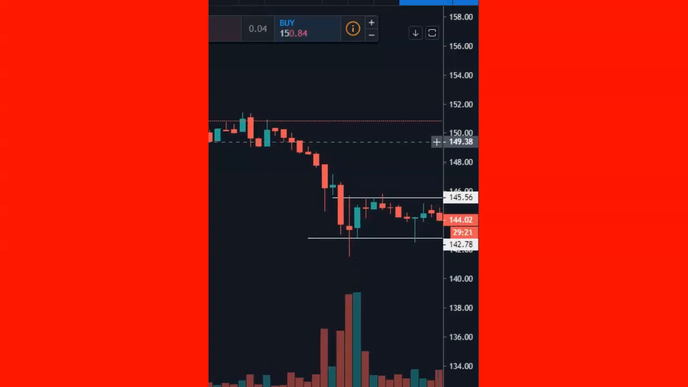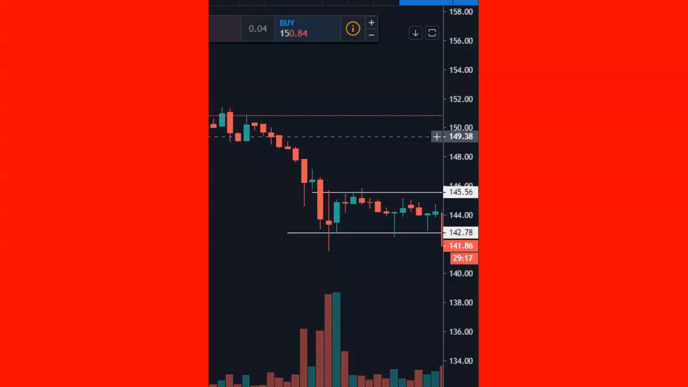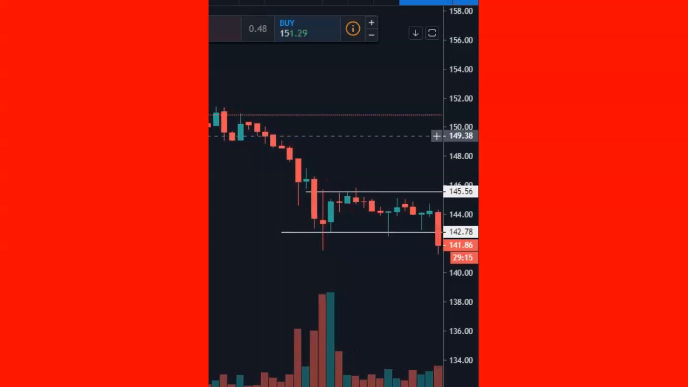30 more minutes, still within. Let's keep moving. Okay, now we have a confirmation. The candle closed outside of the bottom of the rectangle. Now is the time to take a short position and to get your limit orders or your stop loss in place. That way you don't lose if this thing turns around on you.